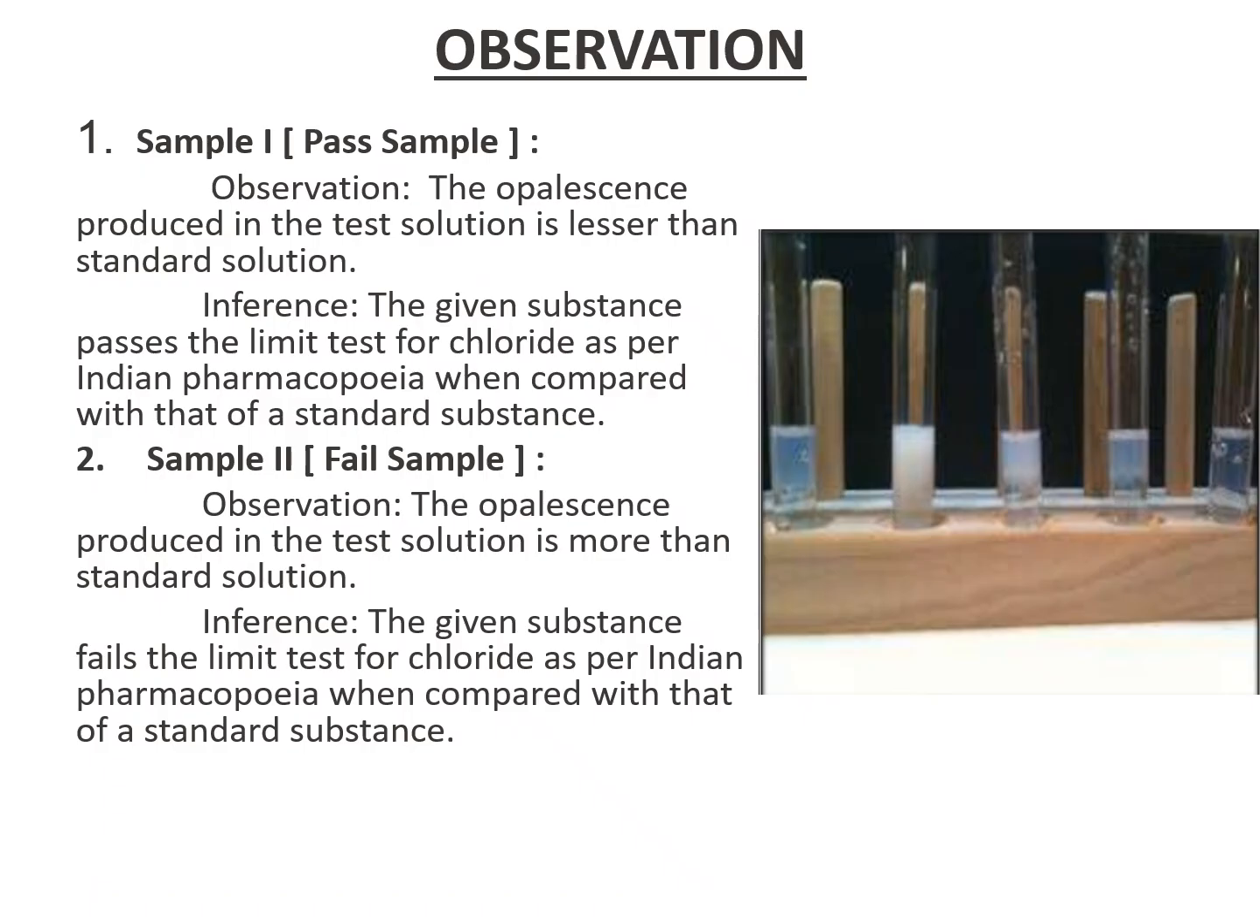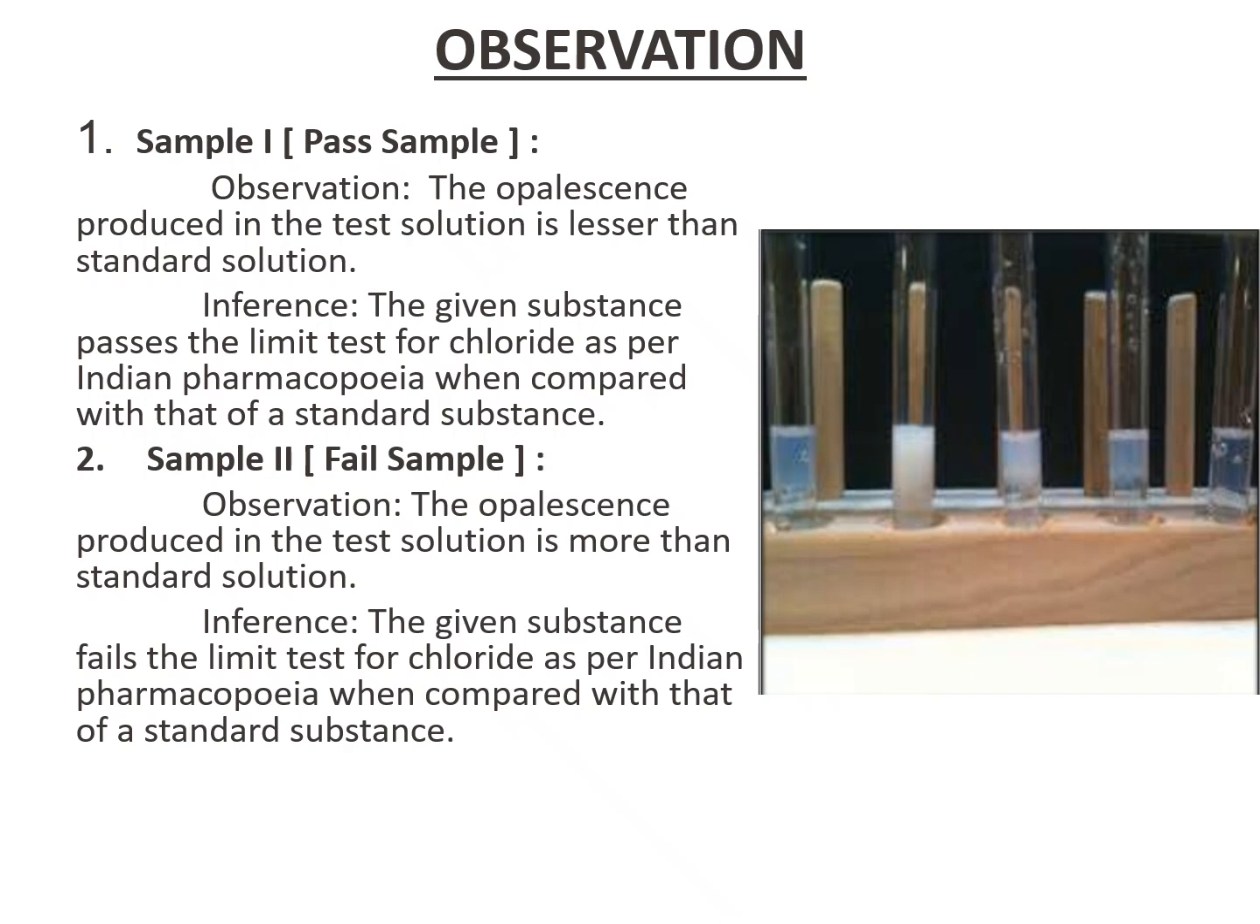Next, observation. What is meant by observation? What we observe from these procedures. If our sample passes as per the Indian Pharmacopoeia, our observation is that the opalescence produced in the test solution is lesser than the standard. That is, the intensity of the opalescence in the test solution is less than that of the standard solution. The inference is that the given substance passes the limit test for chloride as per the Indian Pharmacopoeia.